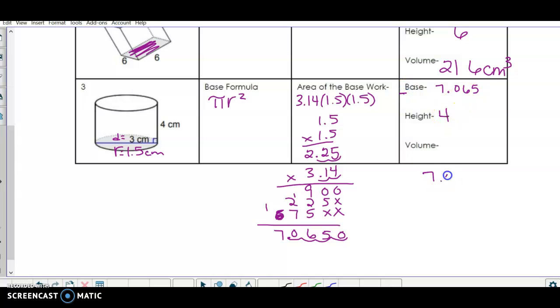7.065 times 4 is 20, it's going to be 26, and then 28, 1, 2, 3. So the volume of this cylinder is 28.26 centimeters cubed. So now we're going to look at things a little bit differently.